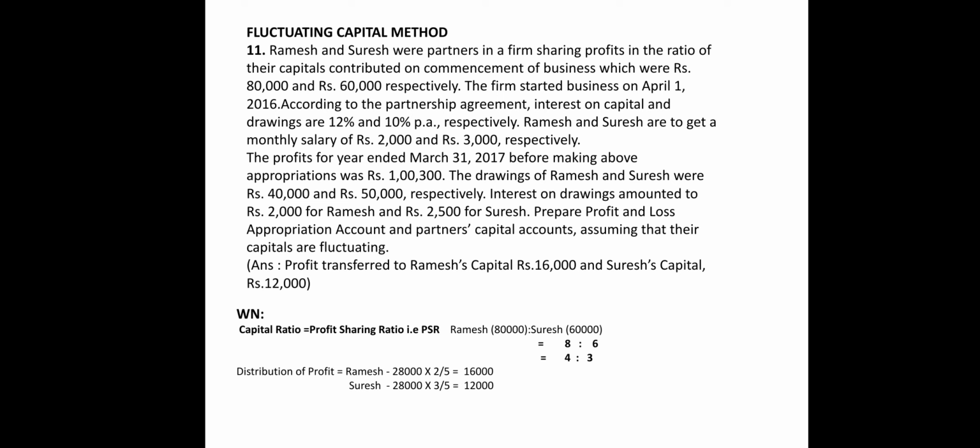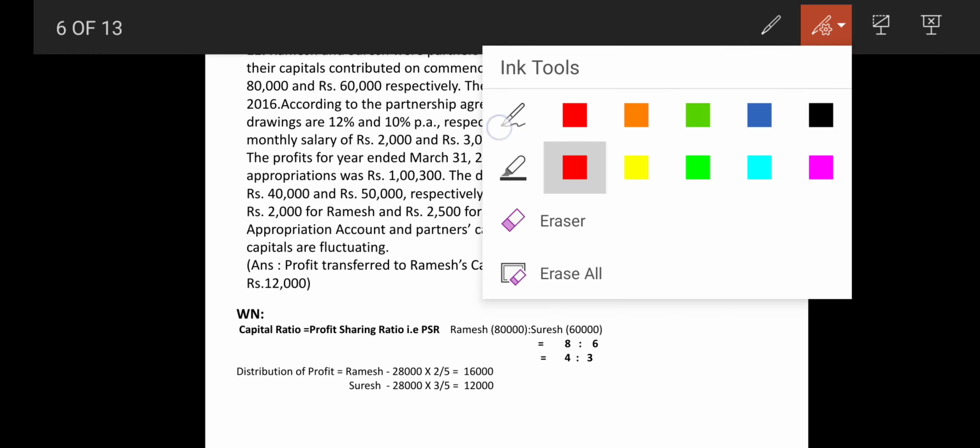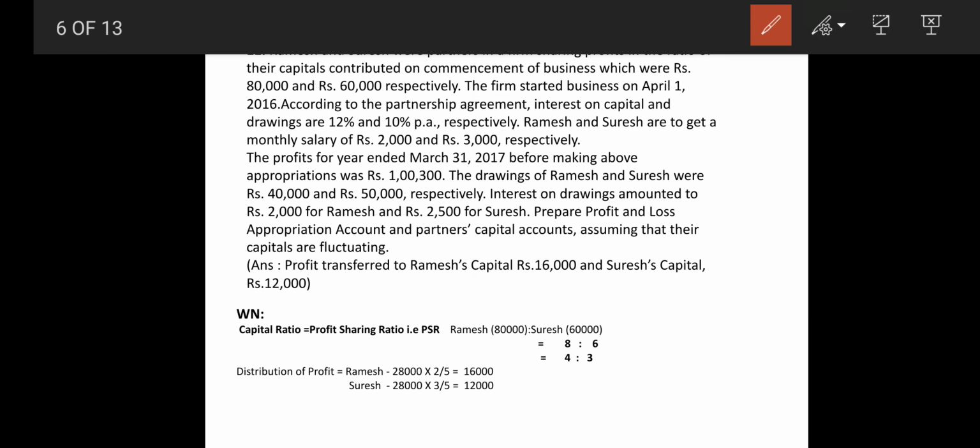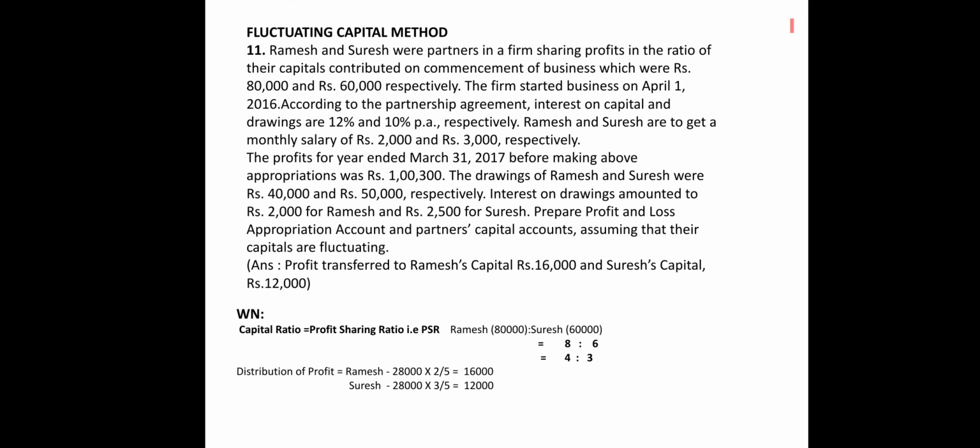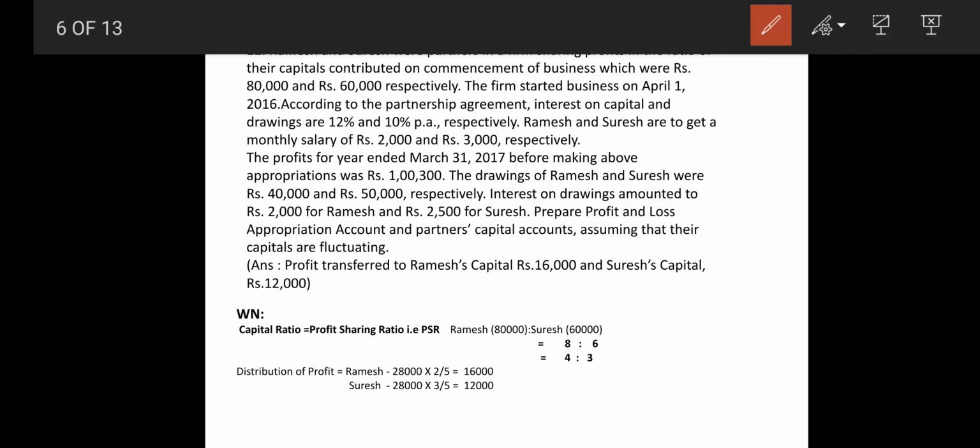Now we are switching towards sum number 11. Under this sum number 11, they had mentioned that there will be fluctuating capital method. So I am reading the sum for you people. Ramesh and Suresh were partners in the firm, sharing in the ratio of their capitals contributed at commencement of the business, which were rupees 80,000 and 60,000. So this is their capital.